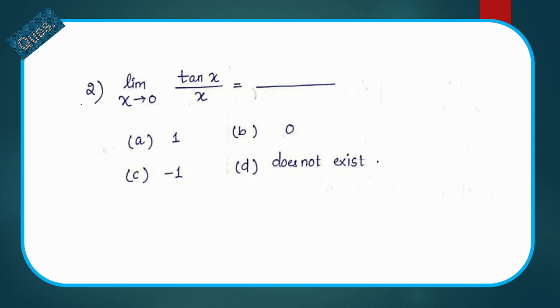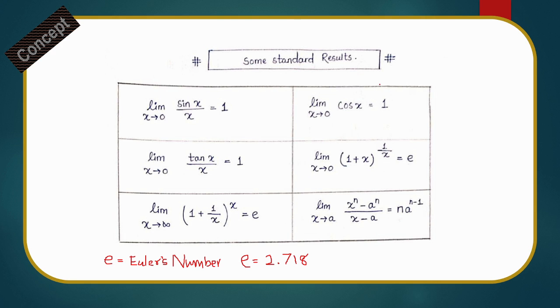Coming to the next question, it is saying limit x tends to 0 of tan x by x equal to dash. These are the options. So before solving that, let's see some standard results. These results are obtained by proving or by doing some experiments. So we cannot prove all these results. Better we remember these to save our time. These results we will use in our questions.